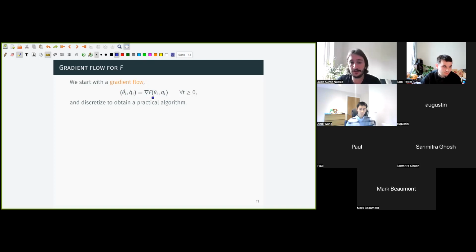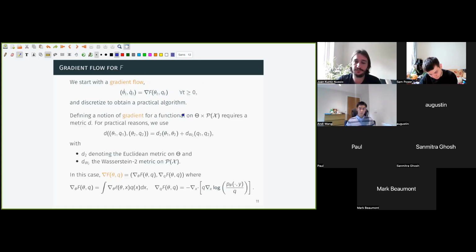Okay, so at this point, you might say, well, what do you mean by the gradient of the free energy? On Euclidean spaces, we all agree what gradients are. But here, this is a functional defined over parameter space crossed with a measure space. Now, it turns out that we figured out how to answer this question over the last 20 years or so. And what you need, or at least the bare minimum you need on a space in order to be defining gradients on it, is a metric.